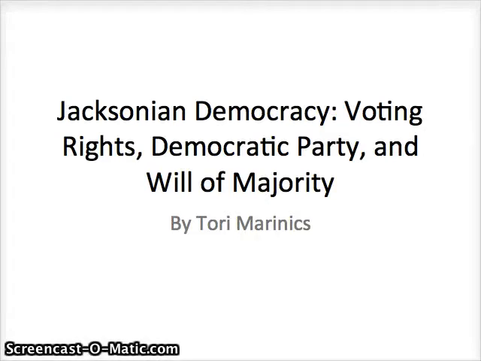Hi, I'm Tori Murnix, and I'm going to tell you about Jacksonian democracy and voting rights, the Democratic Party, and will of the majority that make up Jacksonian democracy.